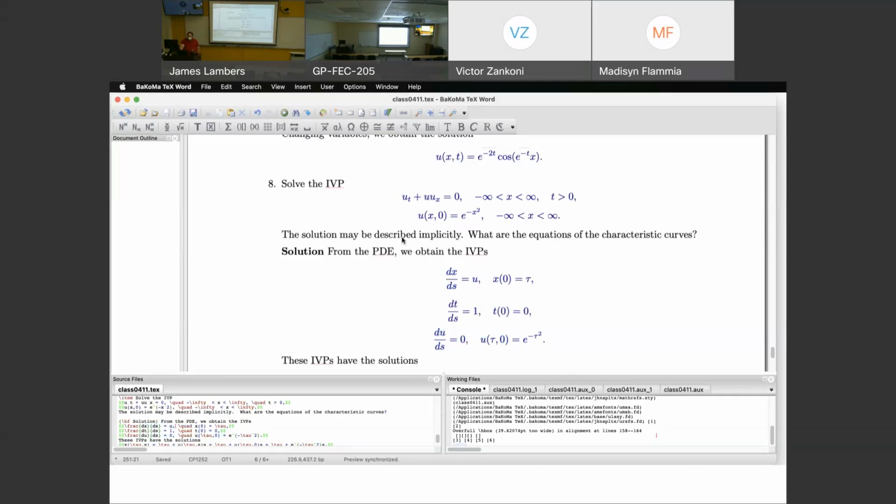So this is the difference between a quasi-linear, nonlinear PDE, like in this problem, compared to a linear problem, number 7. Number 7, the ODEs for x and t will not depend in any way on u. So you can just go ahead and solve them first. But when it's nonlinear, these ODEs can depend on u. So you want to solve this first.